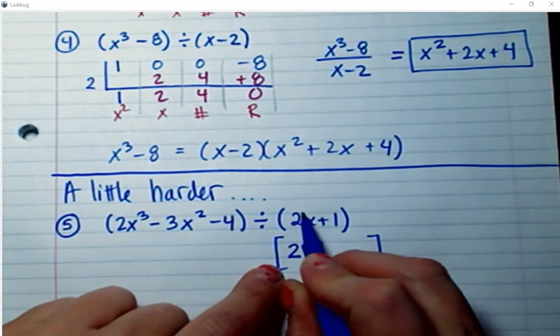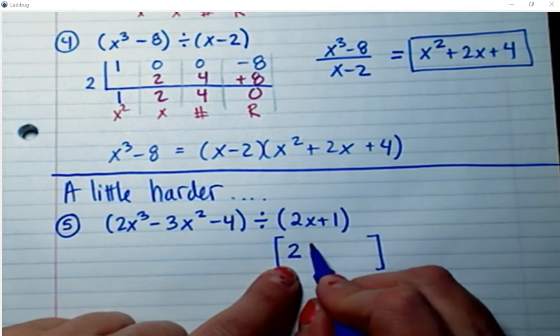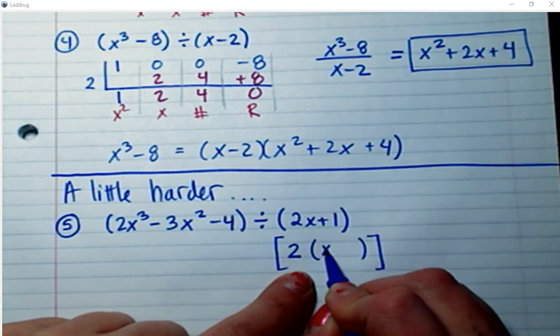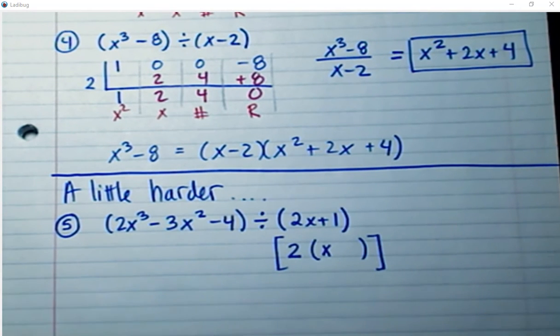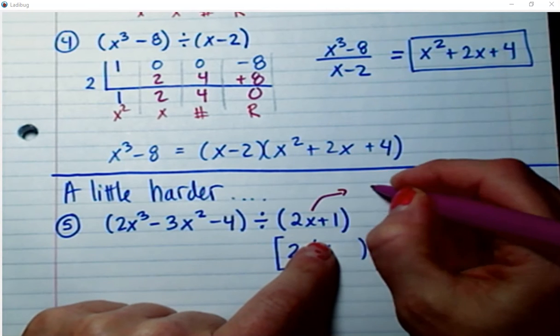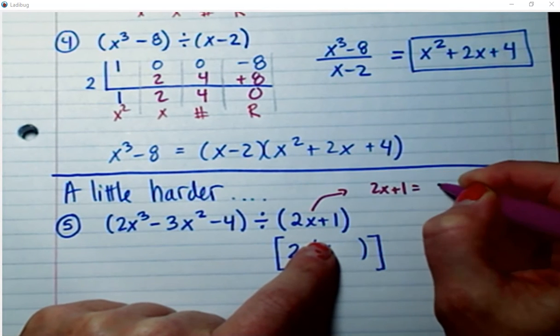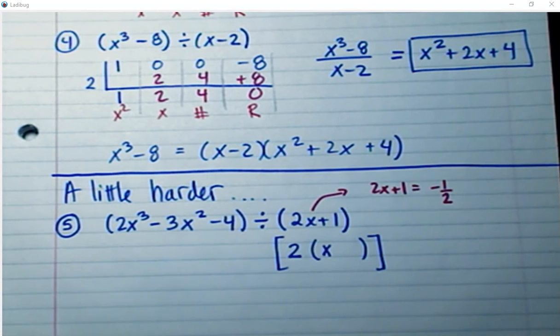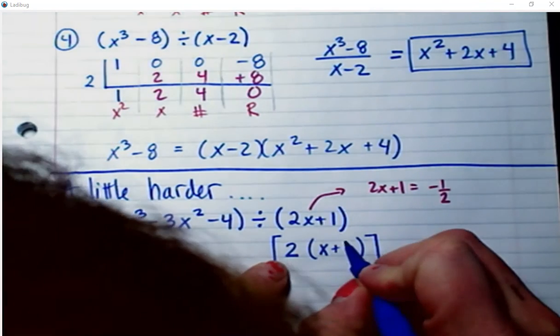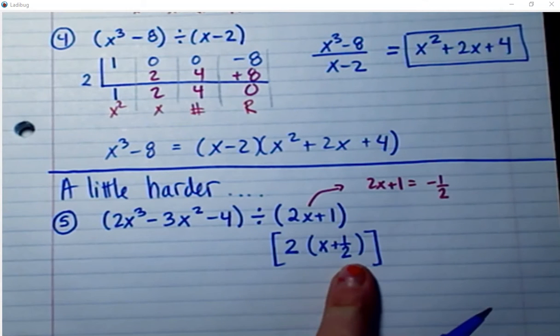And so I'm going to force this 2 to come out front. And this is going to be, okay, what's the 0, guys? The 0 of 2x plus 1 is minus 1/2. That's the number you're going to use in synthetic division. Because when you force this 2 out, you get 1/2.